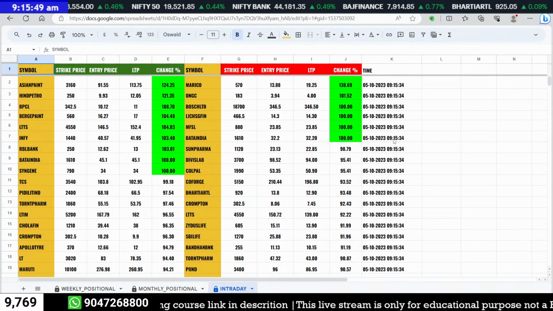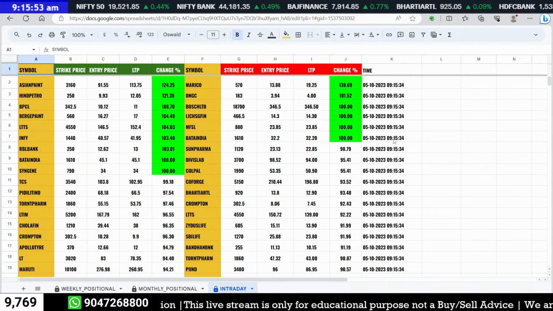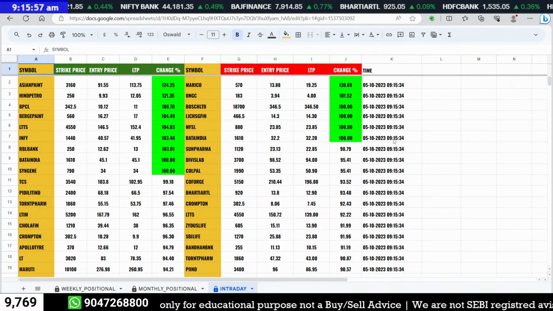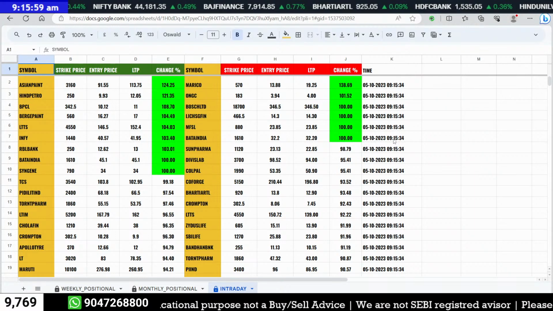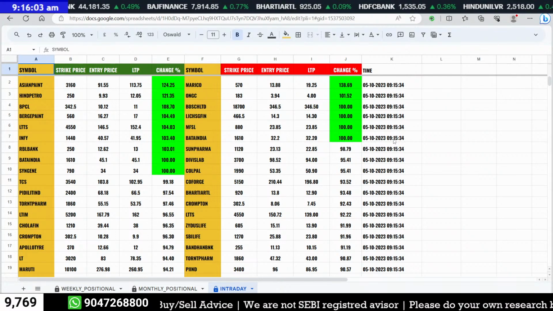On the investor scanner we have Marico and ONGC. I think ONGC is on the put side today. We already had an ONGC trigger on positional two days back, at around 8.8, and yesterday's close is around 9.55.